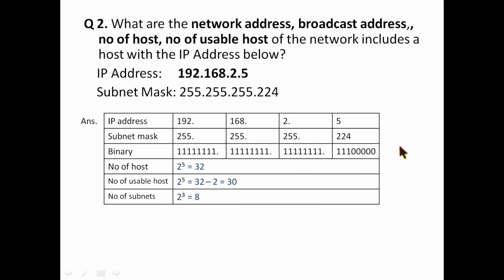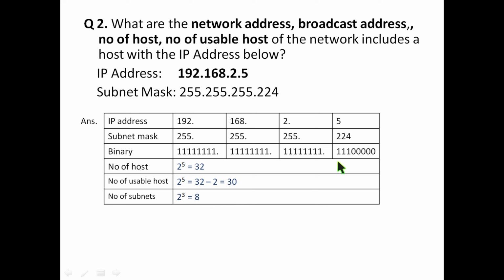So now let's calculate the number of hosts. Number of hosts means counting the 0s, while the network ID part is 1s. So we have to count the number of 0s, that is 5 here. So 2 to the power 5 equals 32. Number of usable hosts means 2 to the power 5, the number of zeros, that is 32, minus network address minus broadcast address, which equals 30.